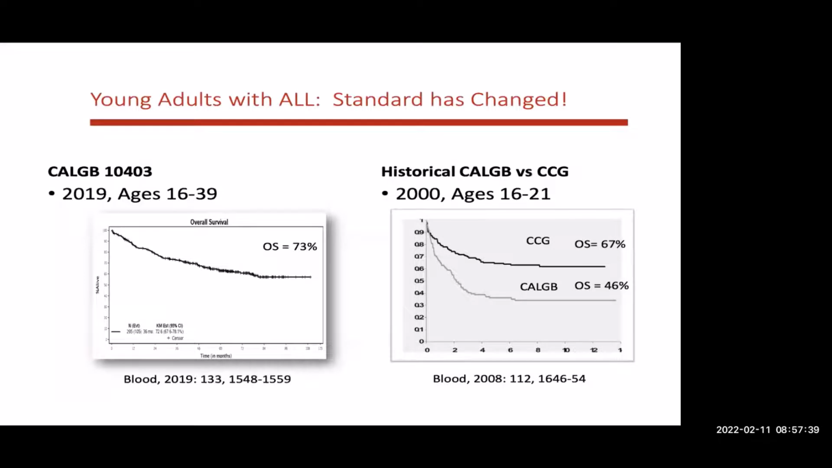And similarly, in adults, young adults with acute lymphoblastic leukemias, use of pediatric inspired protocols has changed the outcomes of young adults with ALL. As we can see, compared with historical CALGB trial, which has overall survival of only 40%, use of pediatric inspired protocols resulted in improved overall survival ranging from 67 to 70% in adults with ALL.